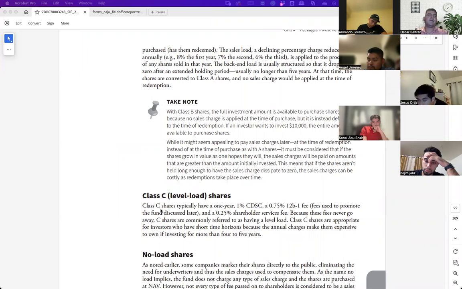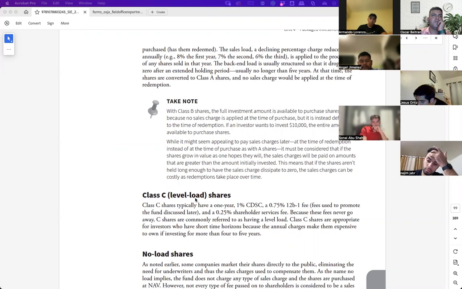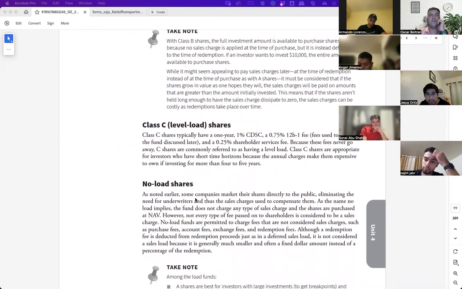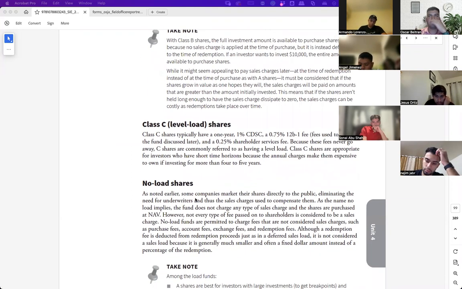Okay, and then right here we have no load funds. No load funds have the word right there. They're not going to have any sales charge, technically. They can still have some fees involved, like transaction fees and whatnot.